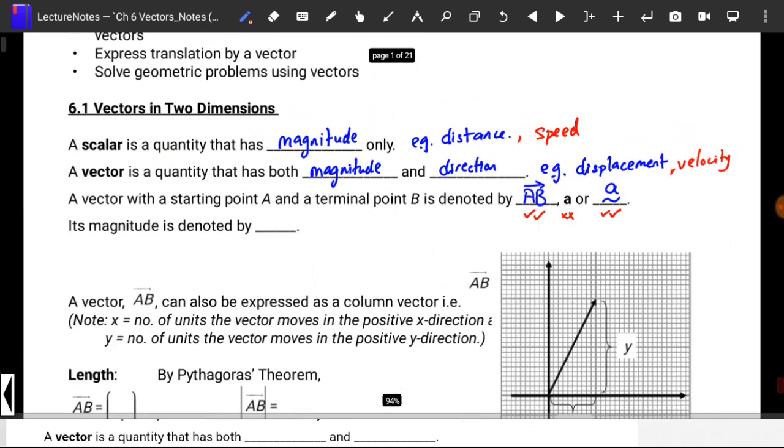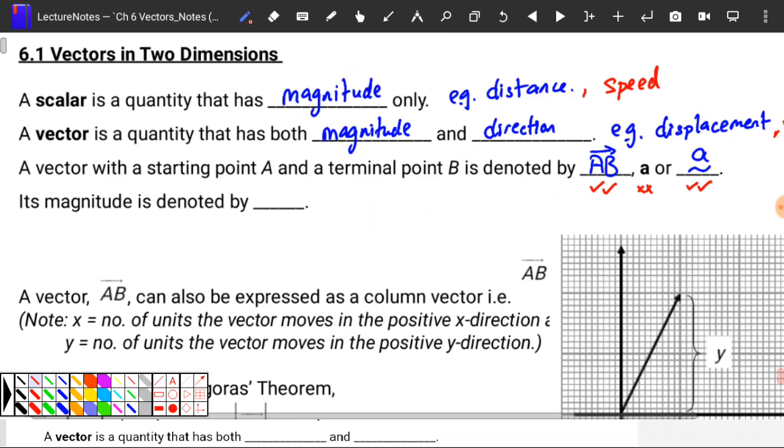Now the magnitude is denoted by AB arrow with the modulus. This modulus means magnitude, and sometimes we use the word length. This is not modulus. Maybe I try to explain this part in the next example. Tita, are you taking down? Yeah. Okay.